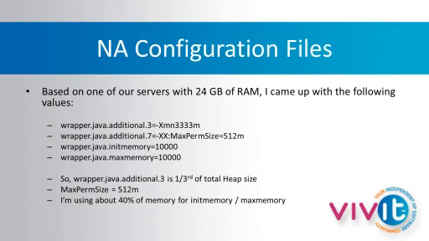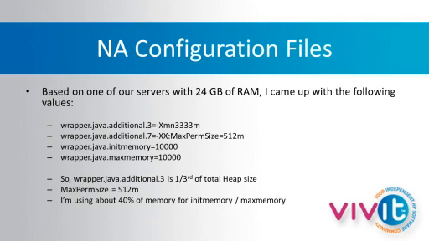Now on the max perm size line, you may have noticed that didn't change. It's still 512 meg. The reason is it really shouldn't change. NA has been written and tuned to work best with this value. If you change it, you very well could incur some other Java errors that you would not normally see. So I would not suggest changing the max perm size line.